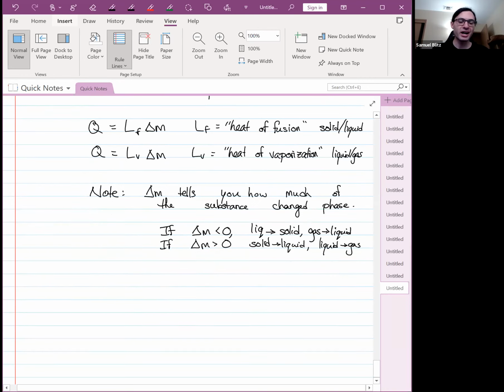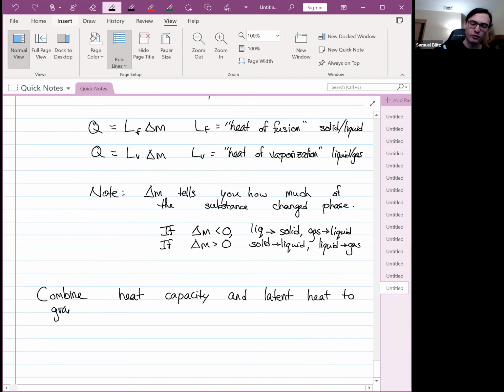Now, we can combine heat capacity and latent heat to graph the temperature versus the heat added, heat added being Q, for a sample of some substance.